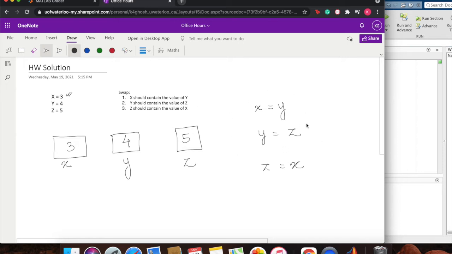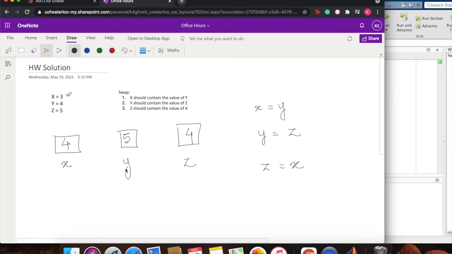And why is that? Let's go step by step and try to see what happens when you do this. It says x equals y. So x would have the value of y, which is 4. Let us do that. So I erase this and I say 4, right? Now it says y equals z. So this 5 would go into y. So now y equals z. And finally it says z equals x. So now z equals this new value of x, which is 4. So I would erase this and say z equals 4.